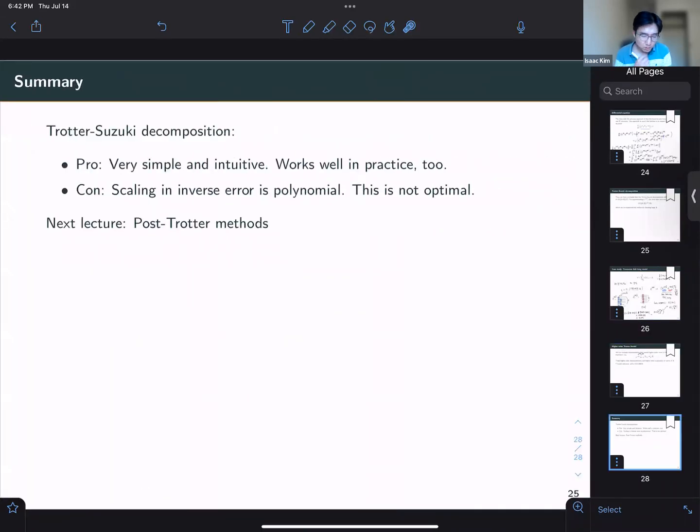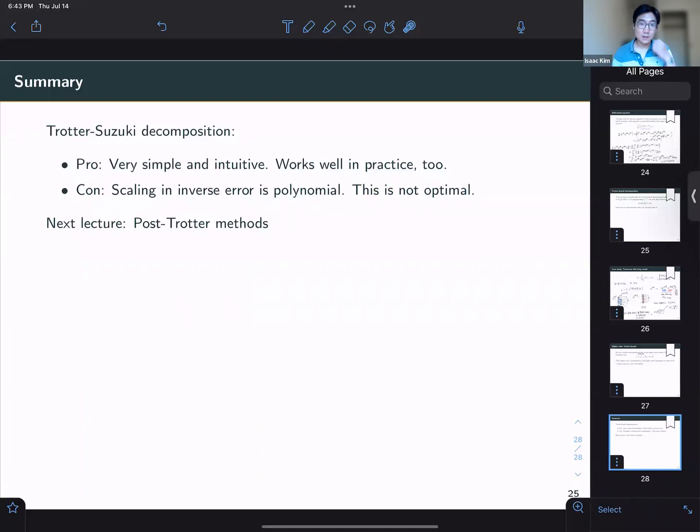So to summarize, what's good about the Trotter-Suzuki decomposition is that it's very simple and intuitive, and it actually works very well in practice too. Even though the complexity of the Trotter-Suzuki is not the best, and there are better methods, in practice this seems to work pretty well. But the bad thing is that it is not optimal. There are better methods out there, which are less intuitive.